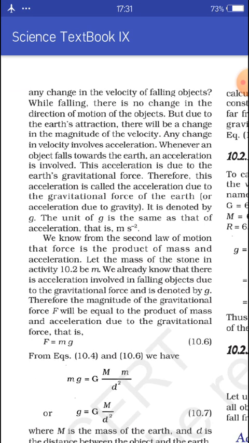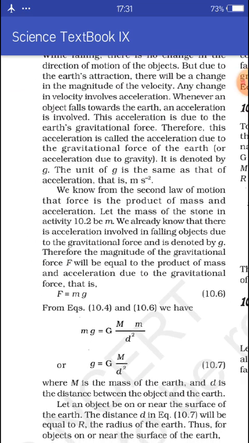This acceleration is due to the earth's gravitational force. Therefore, this acceleration is called the acceleration due to the gravitational force of the earth, or we say the acceleration due to gravity. It is denoted by g. And remember the universal constant, the gravitational constant, capital G.